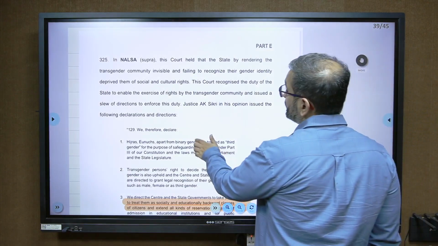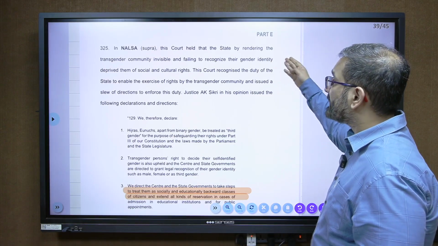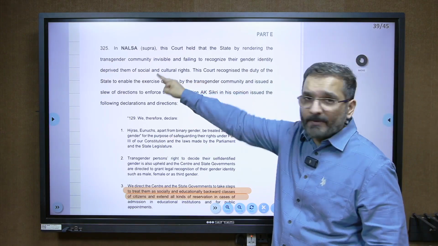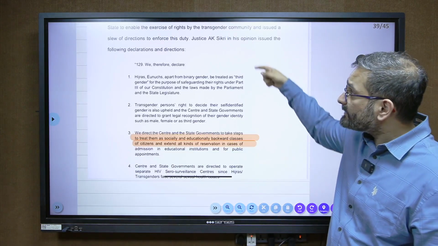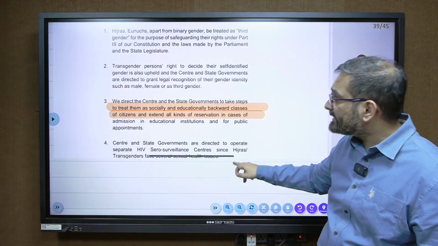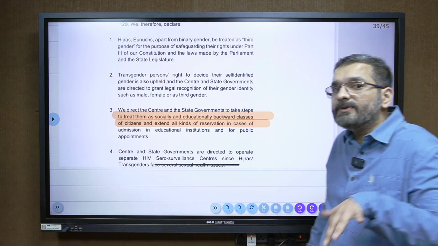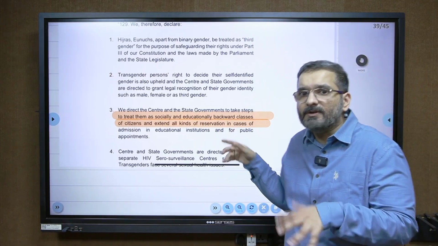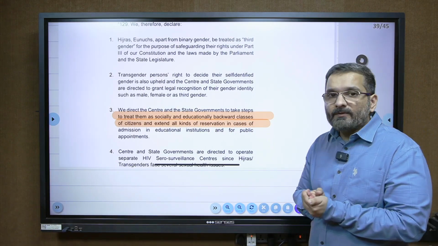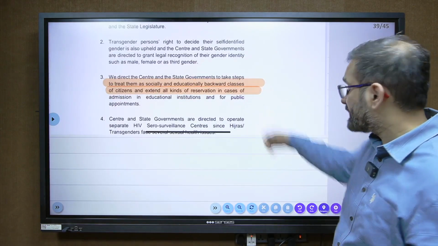Now, so he's giving you examples. So in Nalsa, the court held that the state, by rendering the transgender community invisible and failing to recognize their gender identity, deprived them of social and cultural rights. In this only, Justice A.K. Sikri का opinion था that direction थी rather, we direct the center and state governments to take steps to treat them as socially and educationally backward classes. This is also MCQ, कि in which class of citizen were the transgenders ordered to be included by the Supreme Court. So this is that.